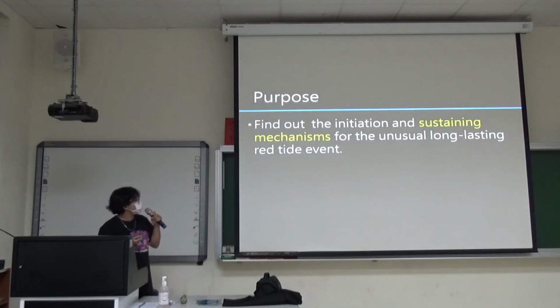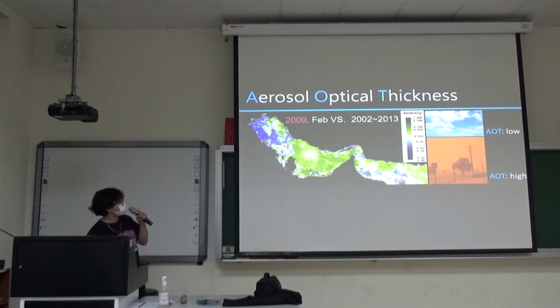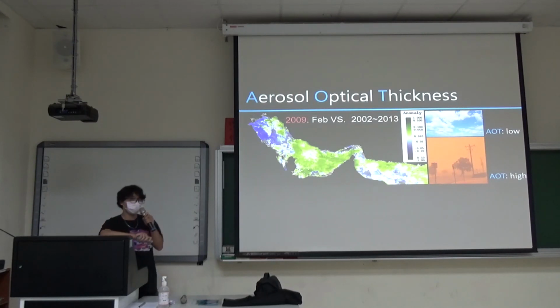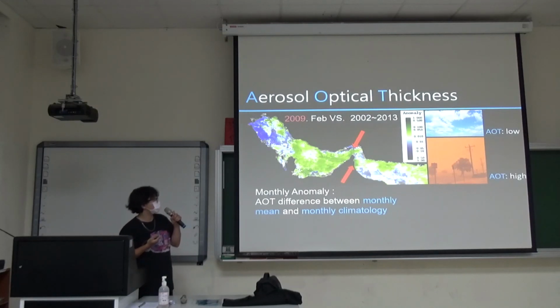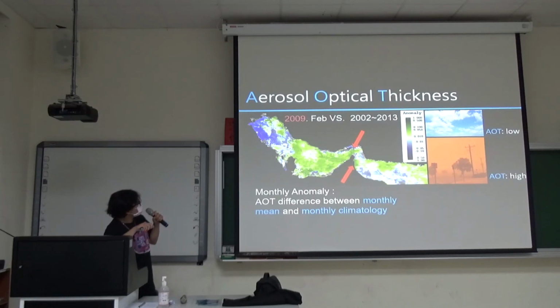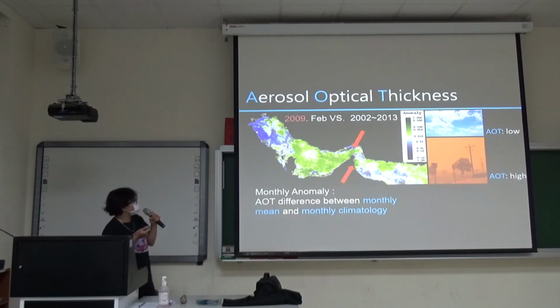And for the sustaining mechanisms, we need to know what aerosol optical thickness is first. When the AOT is low, we can see the sky clearly. When a sandstorm comes, the AOT turns high, and we can barely see anything. The color bar here, monthly anomaly, is defined as the AOT difference between monthly mean and monthly climatology. We calculate the monthly mean in February 2009 and compare it to the monthly mean during 2002 to 2013.